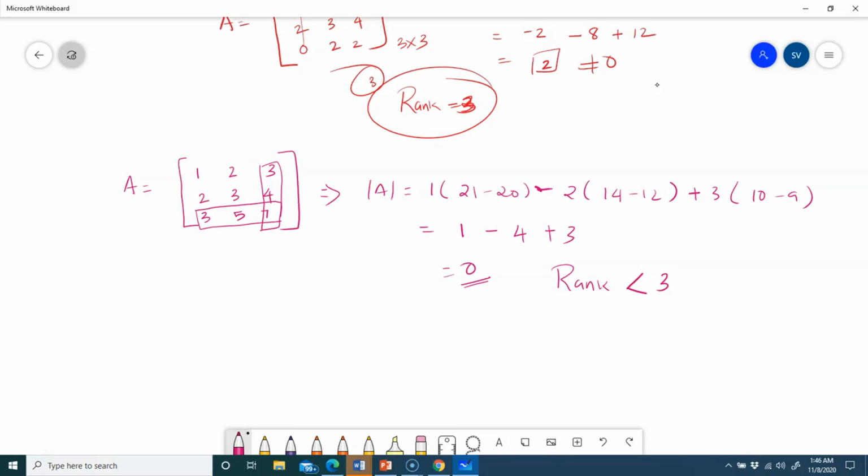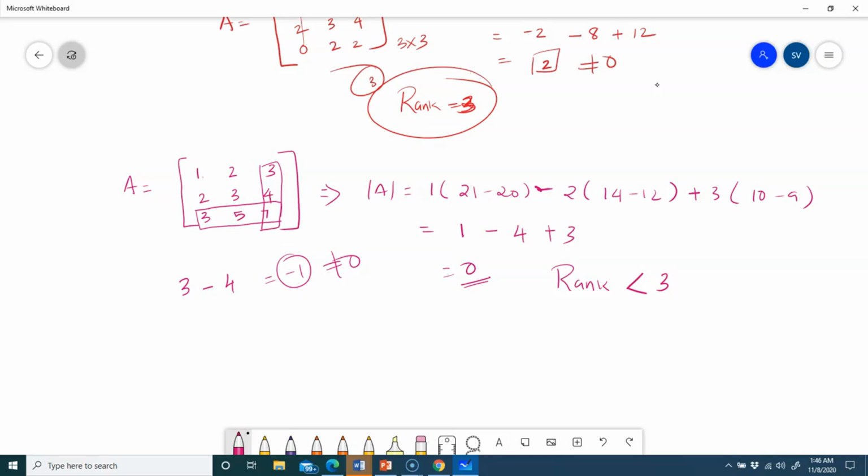If you have at least one square minor with nonzero determinant, the order of that minor matrix will be the rank of the parent matrix. We can check the determinant of this minor matrix. This is 1 times 3, which is 3, minus 2 times 2, which is 4. So 3 minus 4 is equal to -1. This is not equal to 0. That is interesting.